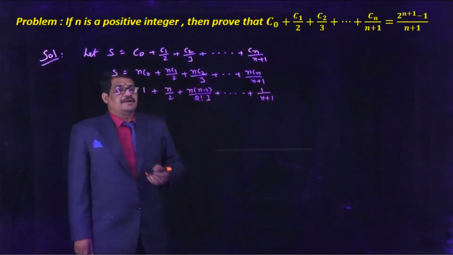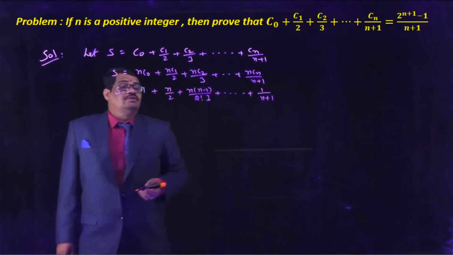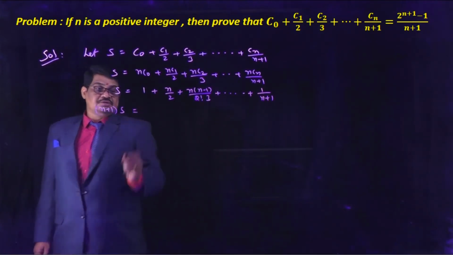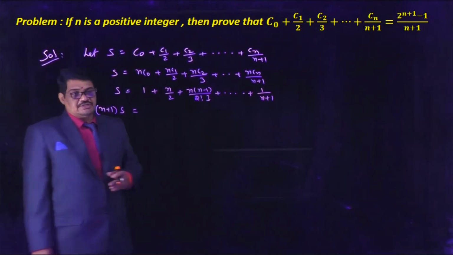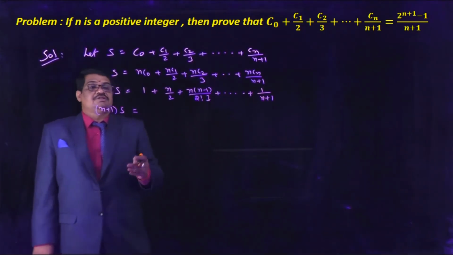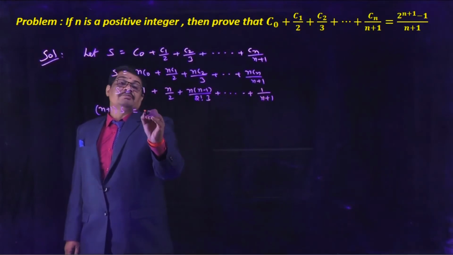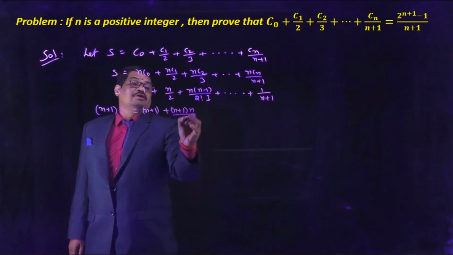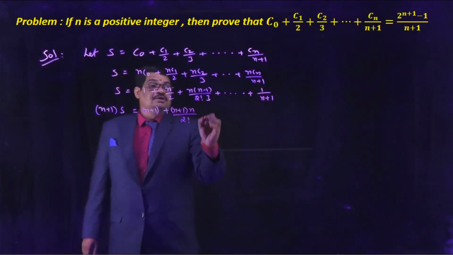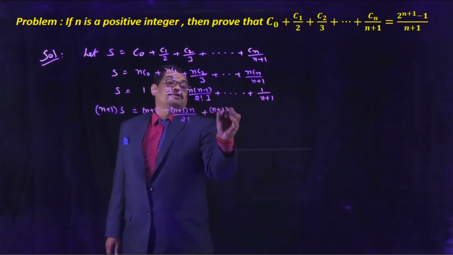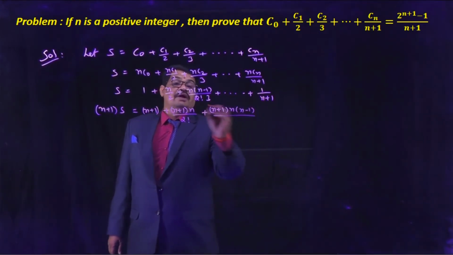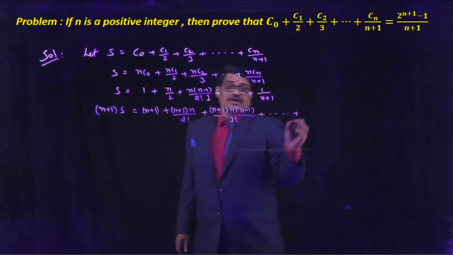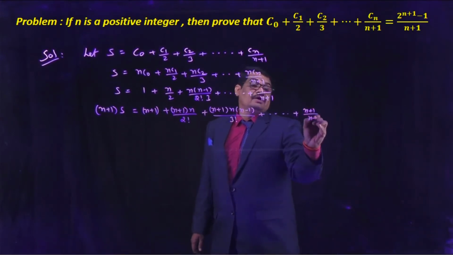Now we multiply both sides by n + 1, so n + 1 into S on the LHS. We multiply each term by n + 1. (n + 1) into 1; (n + 1) into n by 2, which can be written with 2 factorial; (n + 1) into n(n − 1) by 2 factorial into 3, that is 3 factorial, and so on. Finally (n + 1) by (n + 1).